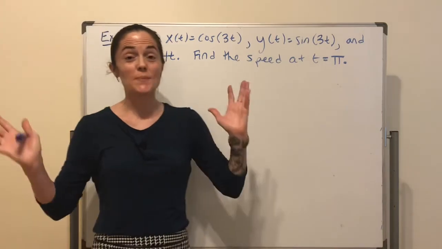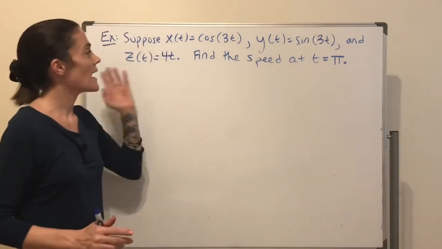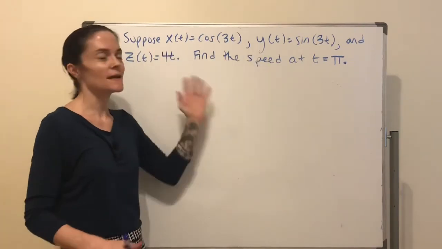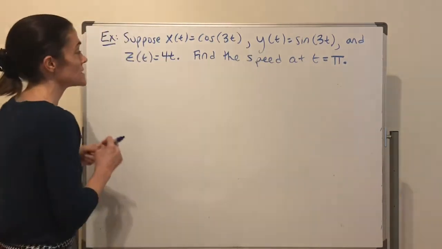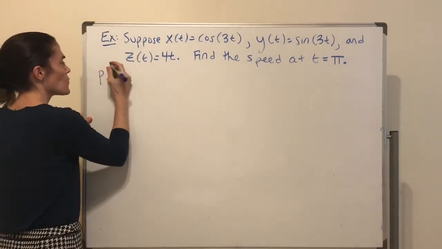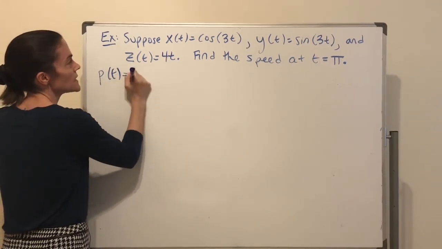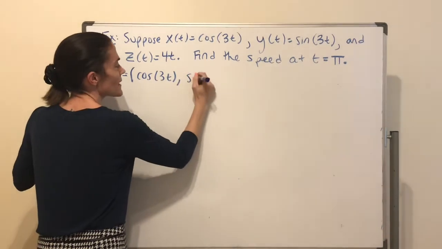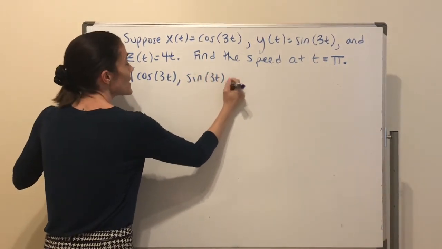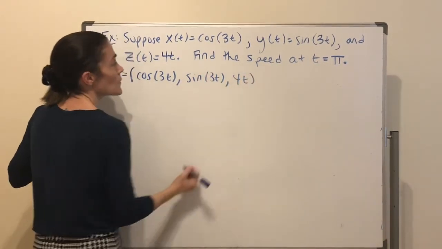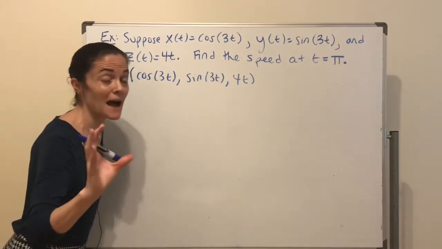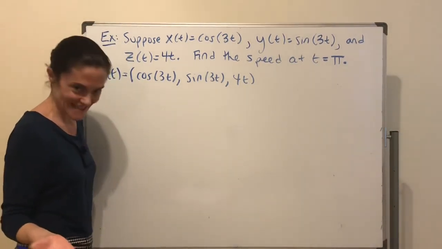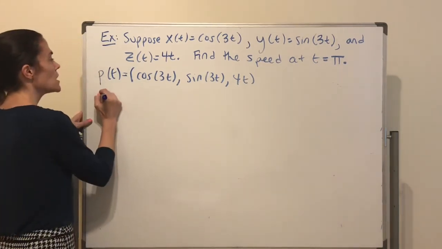Here is an example in 3 dimensions. I haven't written it in its vector form. I just listed the 3 component functions, but we certainly could. If we wanted to, we write p of t as cosine 3t, comma, sine 3t, comma, 4t. Okay, we want to find the speed at t equals pi, although I will also make some wonderful comments about this example.